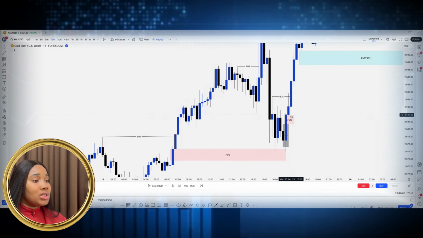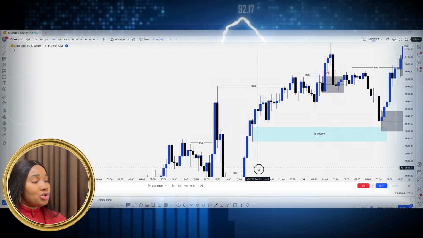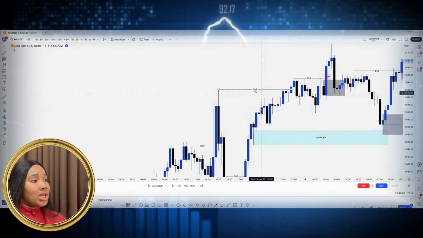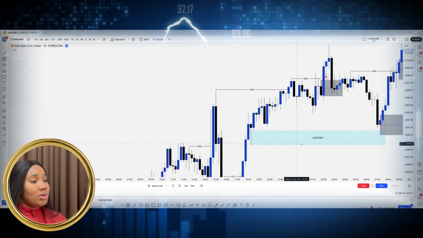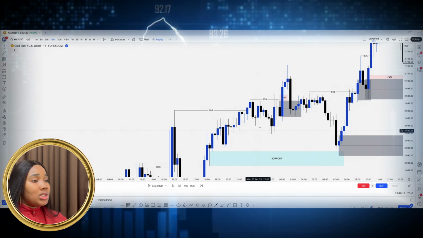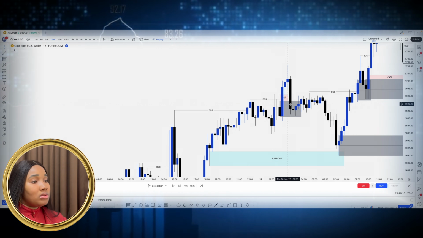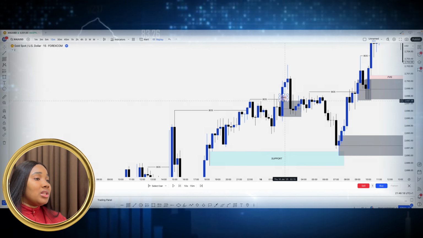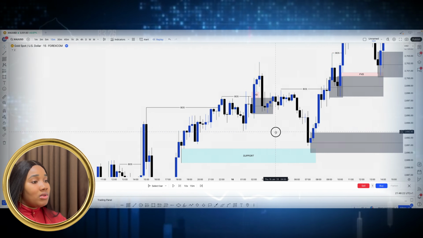Price tapped into the FVG and not the order block and continued to push to the upside. Another break of structure, this particular origin, no FVG, so that's why I mapped it out as support. Let's keep moving forward. A break of structure, price tapped into the origin, although it invalidated both the FVG and order block, so that one is not a valid one.